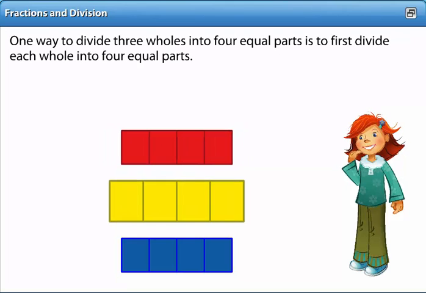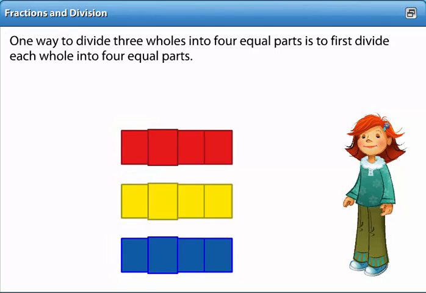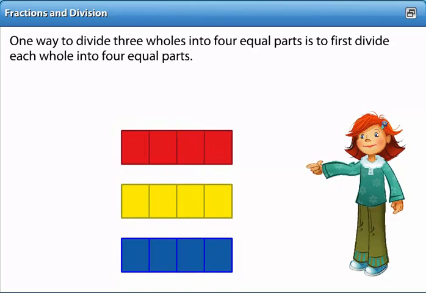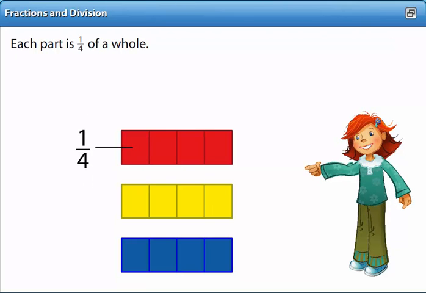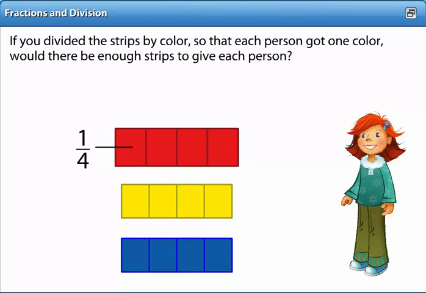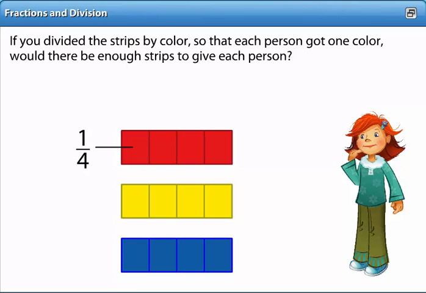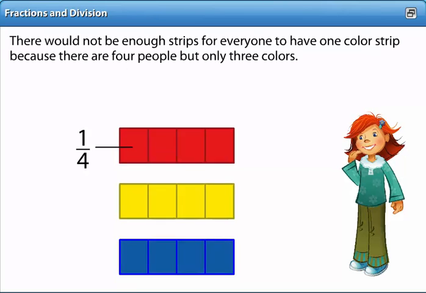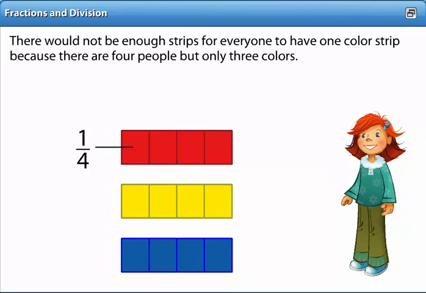One way to divide 3 wholes into 4 equal parts is to first divide each whole into 4 equal parts. Each part is 1/4 of a whole. If you divided the strips by color so that each person got 1 color, would there be enough strips to give each person? There would not be enough strips for everyone to have 1 color strip, because there are 4 people but only 3 colors.